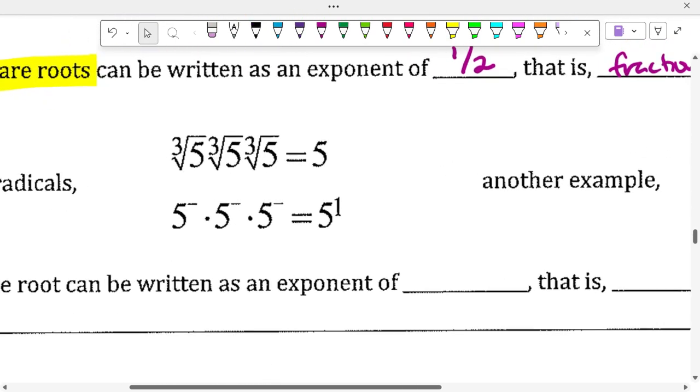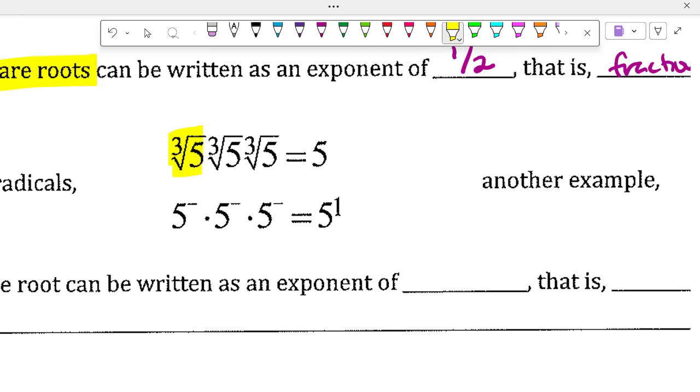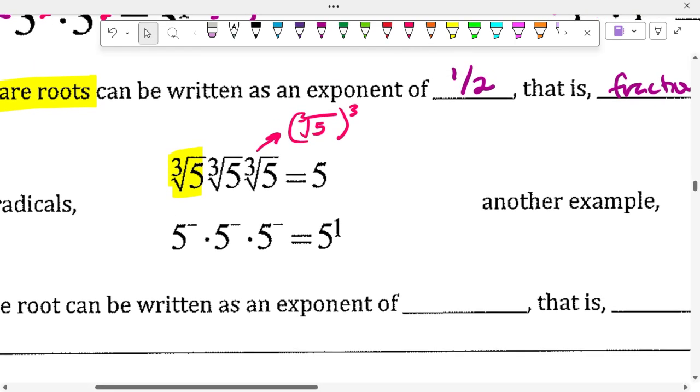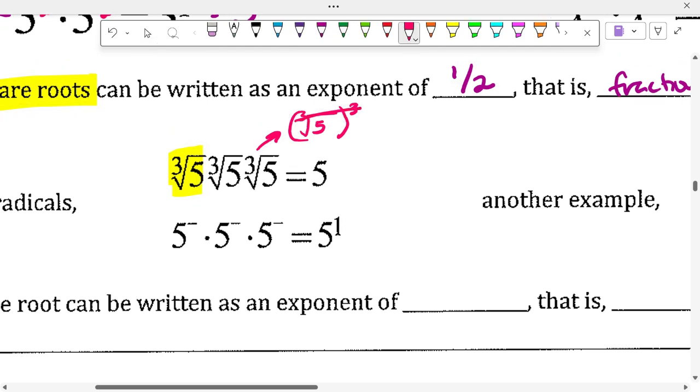Now, what type of root is this? It's a cube root, which means we're undoing a cube. All right. So if I multiply a cube root to itself 3 times, what happens to it? It cancels out. Because this is the same thing as the cube root of 5 all cubed. And just like how a square undoes a square root, a cube undoes a cube root. So that being said, what fraction do you think, if we added it 3 times, would give us 1? 1/3.